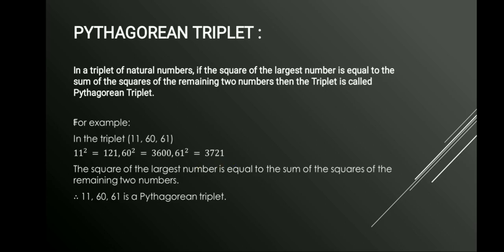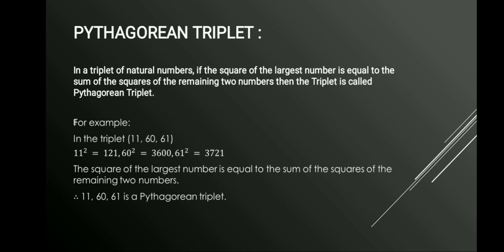Now move aside the square of the largest number and add the square of 11 and the square of 60, that is 121 plus 3600. You will get the same number as 3721. It means that the square of the largest number is equal to the sum of the squares of the remaining two numbers. Therefore 11, 60, 61 is a Pythagorean triplet.